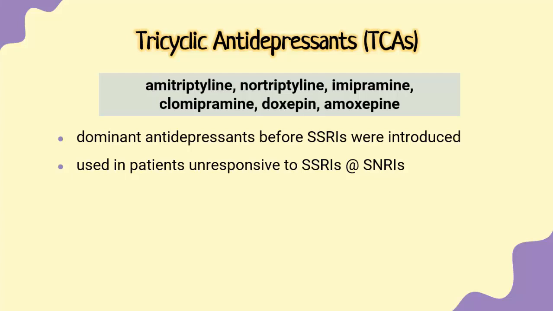The third class is tricyclic antidepressants or TCAs, and the examples are like amitriptyline, imipramine, and so on. And these drugs, TCAs, were actually the dominant antidepressants before SSRI were introduced. Okay, but currently they are still being used in patients who are unresponsive towards SSRI or SNRI. So basically, the first two classes of drugs are the most commonly used currently, but TCAs are still being used.